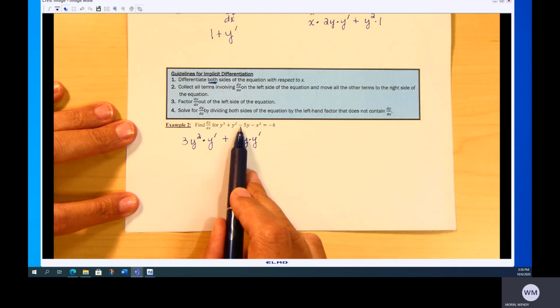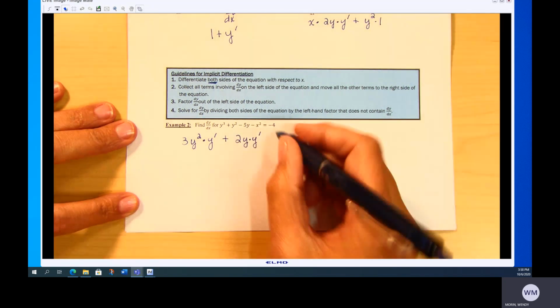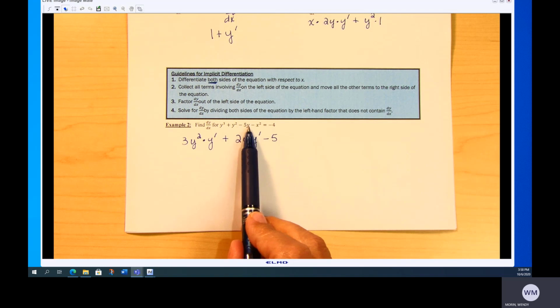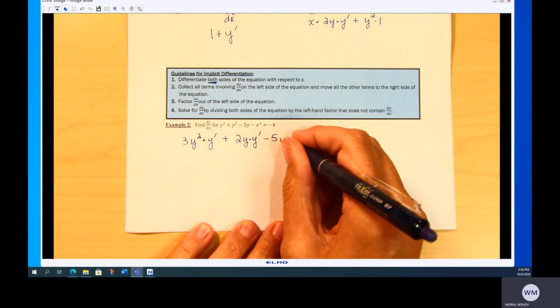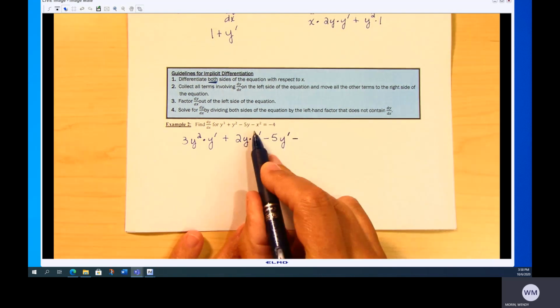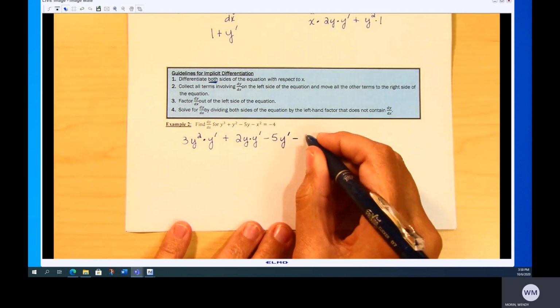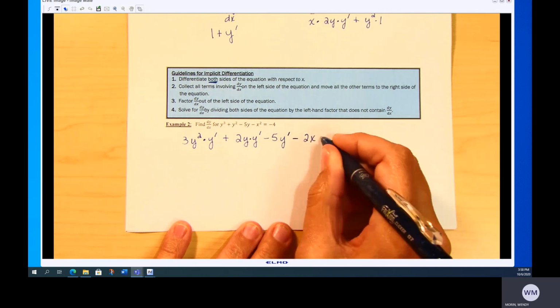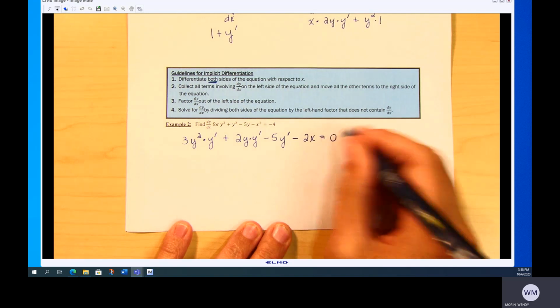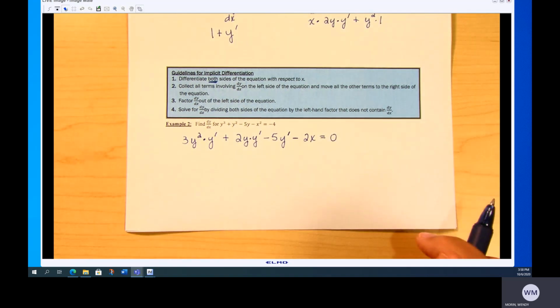How about the derivative of negative 5y? Well, again, that negative 5, we don't have to worry about that. That's just a coefficient. What is the derivative of y with respect to x? dy dx. The derivative of y is y prime. Derivative of x squared is 2x. And then be careful, the derivative of negative 4 is 0. Do not forget that, because that'll mess everything up.